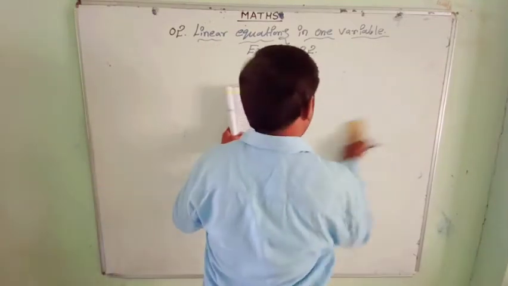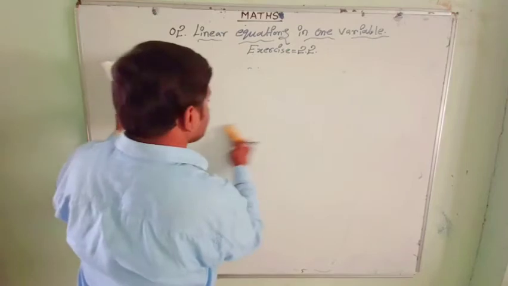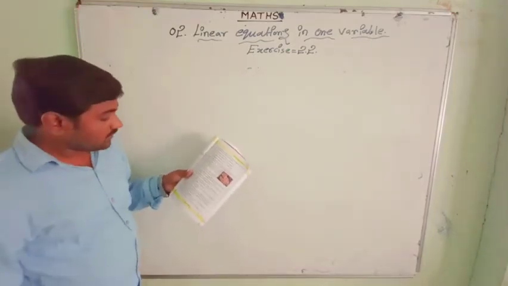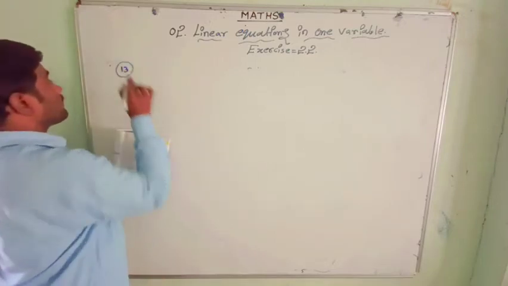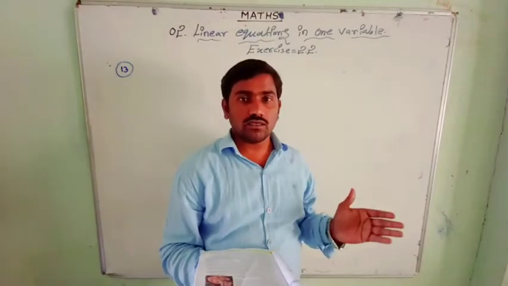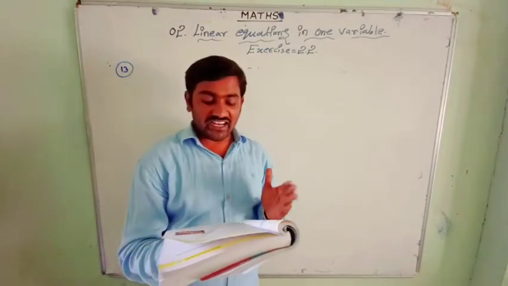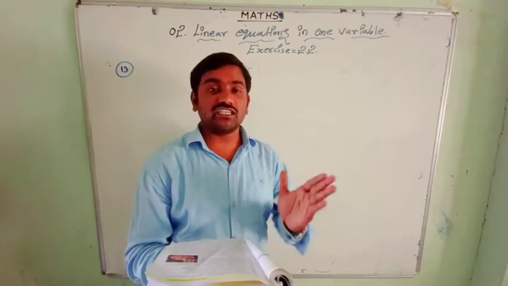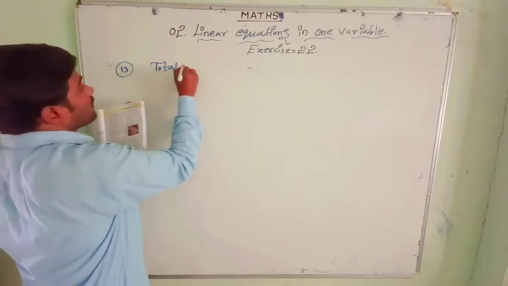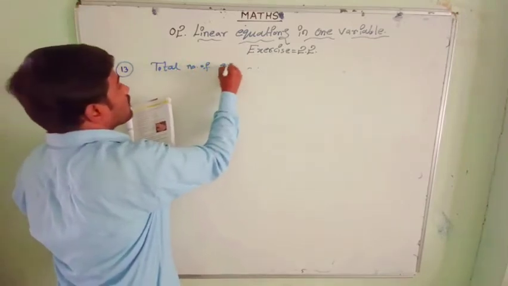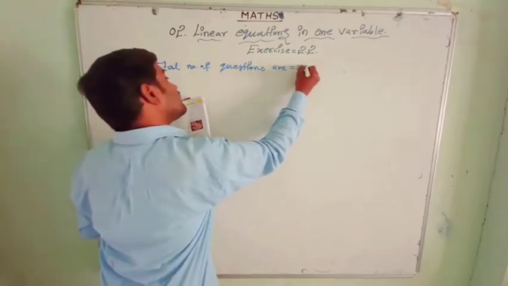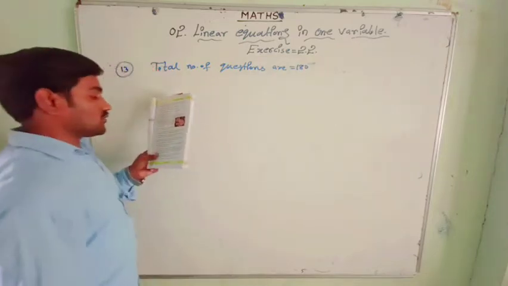Next, here there is a question, the 13th question. This kind of problem we have solved in our 7th class only. So let me tell you, there are 180 multiple choice questions in a test. The total number of questions is 180.